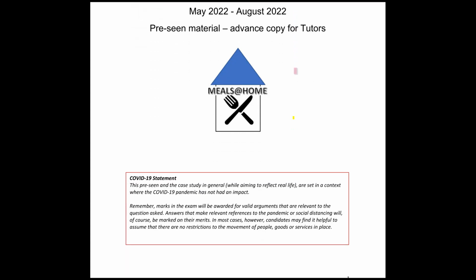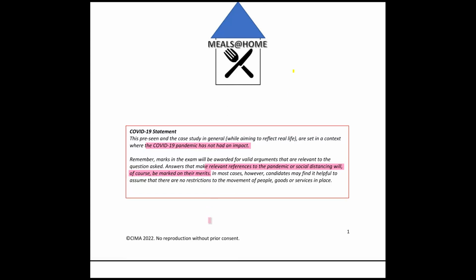So let's scroll down, and before we really get going, we have to consider the COVID-19 statement. This pre-seen and the case study in general are set in a context where the COVID-19 pandemic has not had an impact. So it's not worth considering the pandemic in your answers in the exam, although answers that do make relevant references to the pandemic or social distancing will be marked on their merits. So probably best to stay away from mentioning COVID-19 and the pandemic. But if you do happen to make a point about COVID, fear not, you're not going to get marked down on that basis. They will give these answers marks based on their merits. But just a quick note before we really get going, something worth thinking about.